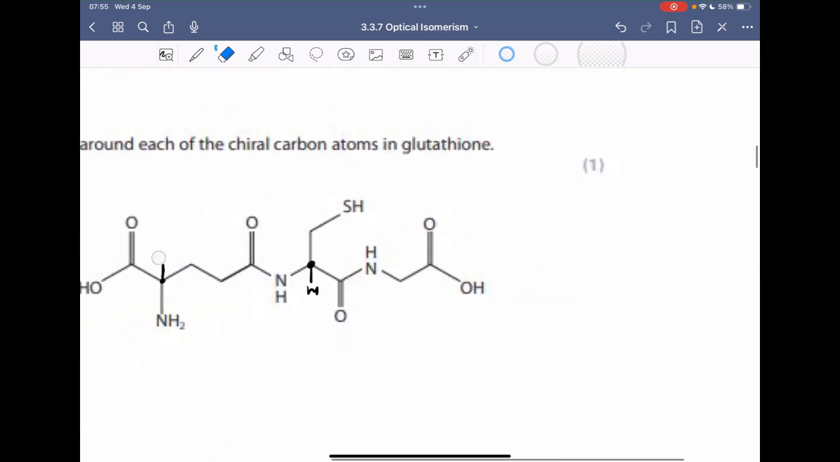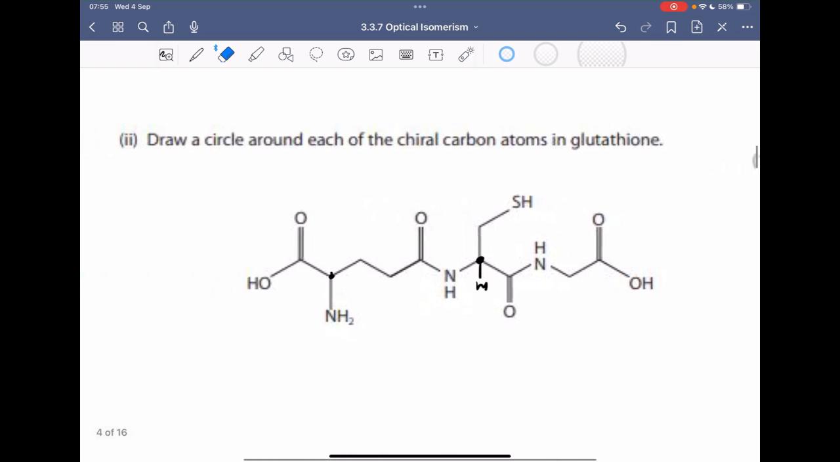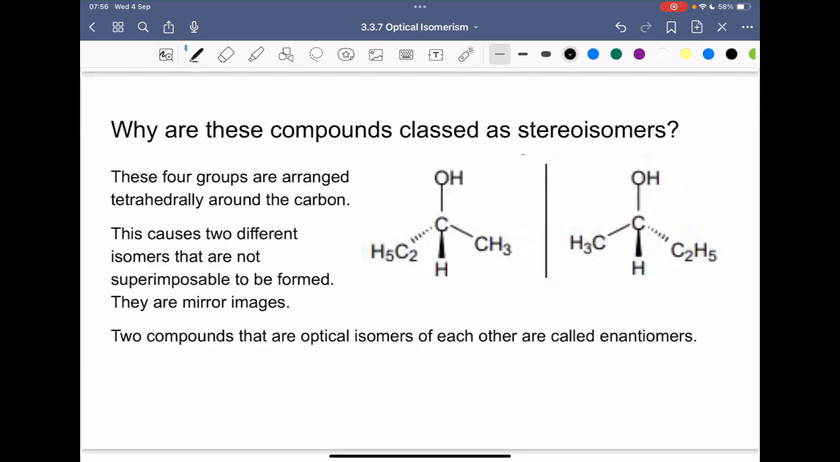So now we have our chiral carbons. I'm just going to circle them like they asked. Okay. Now, why are these compounds specifically classified as stereoisomers? Well, these compounds have four groups, and these four groups can be arranged in tetrahedral shapes around the carbon atom. This causes two different isomers that are not superimposable to be formed, and they are mirror images, okay? So these two compounds that are optical isomers of each other are called enantiomers.